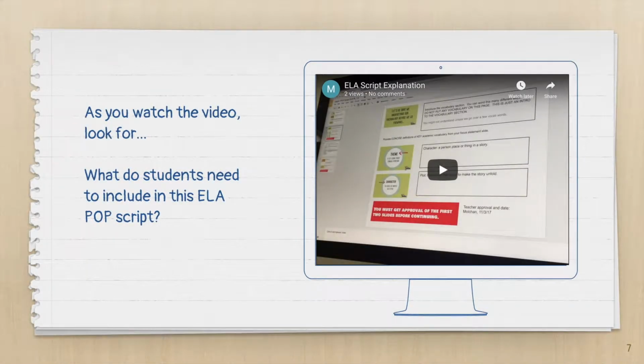Before we look at some scripts, please note that these are examples of scripts. As a teacher, you can add or eliminate pieces to work best for you and your students. Let's see an example of an ELA script. When you watch this video, look for: what do students need to include in this ELA POP script?